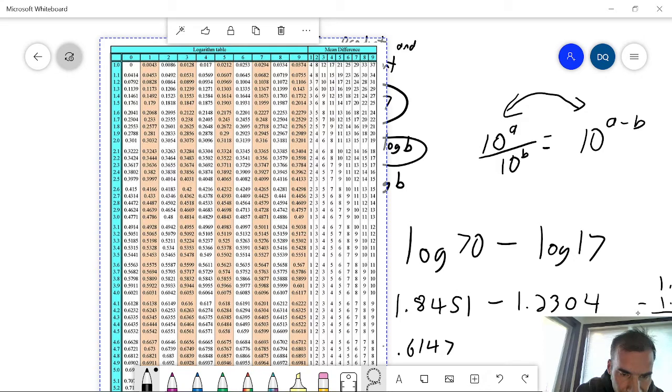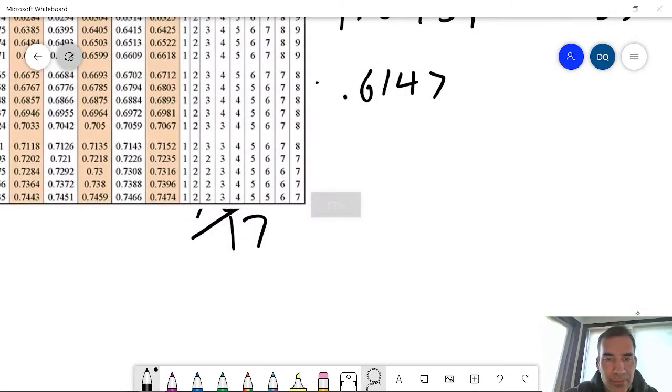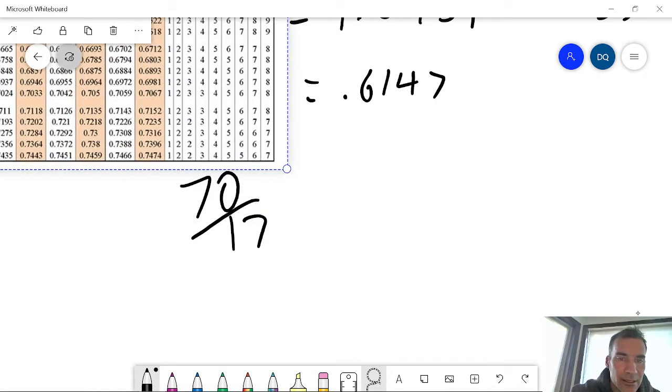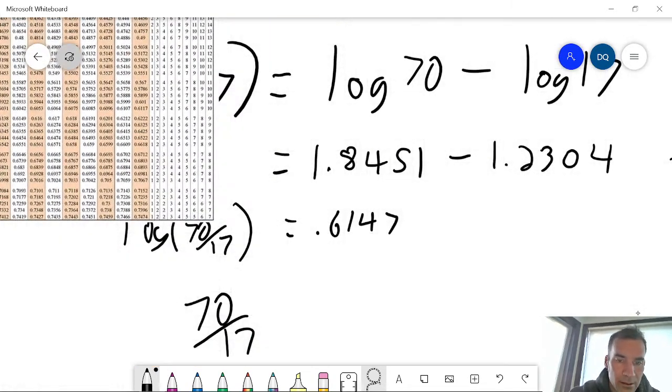0.6149 is 4.12, and 0.6138 is 4.11. So I'm going to say this is 4.12. So my answer is that this is equal to 4.12.